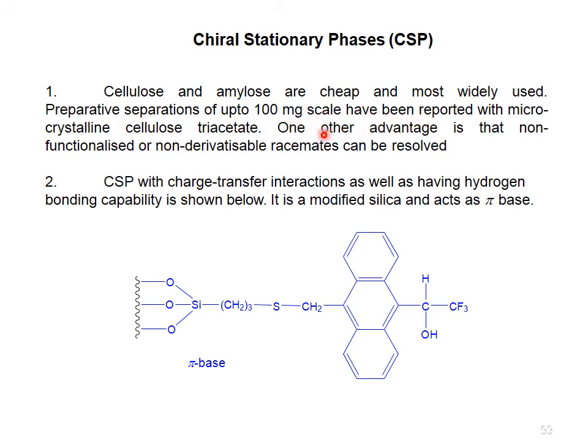A Karl-Stacey phase with charge transfer interactions as well as hydrogen bonding capability is shown below. It is modified silica and acts as pi bases. These are called the pi bases. This is the Karl-Stacey phase.